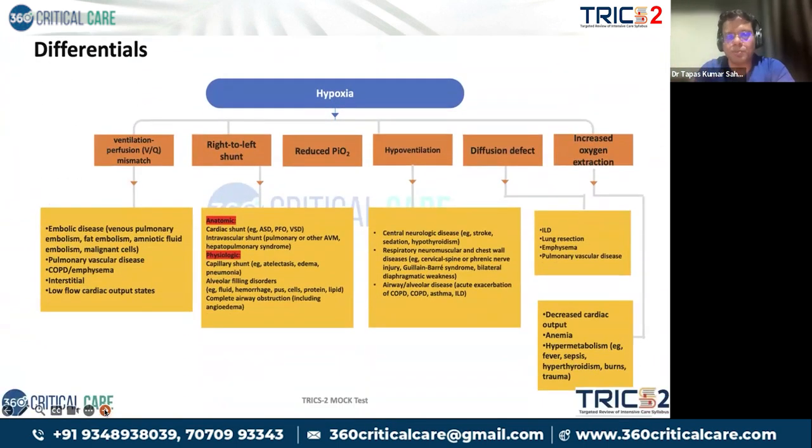Now, the next syndromic approach, where again you need to remember the differentials, always go in a very structured approach. Like hypoxia: it can be due to VQ mismatch, right to left shunt, reduced PiO2 or barometric pressure, hypoventilation, diffusion defect, or increased oxygen extraction. So these are some of the causes. I'm not going into detail.